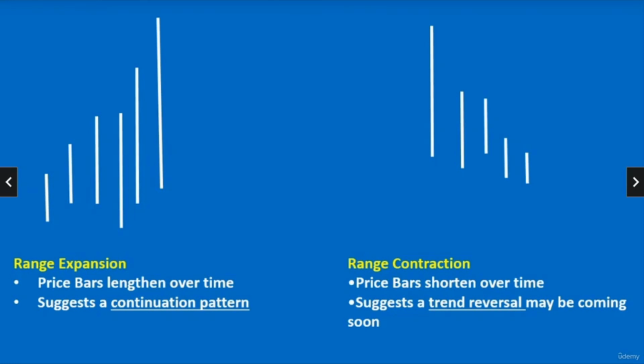If we look at a range contraction, that's where the price bars are shortening over time. And you can see from the left to the right on the right-hand image there how the bars are getting much, much shorter. And that suggests a trend reversal may be coming up soon too. So, as well as using these other indicators we're going to learn all through the course, you start looking at range expansion and range contraction, where a continuation or a trend reversal might be indicated by the patterns within the price bars themselves as far as what may be going on here.